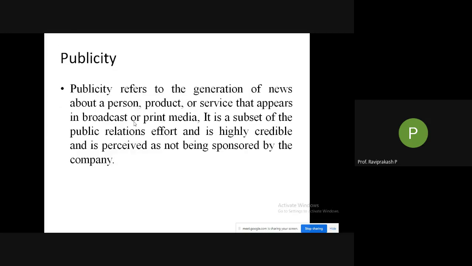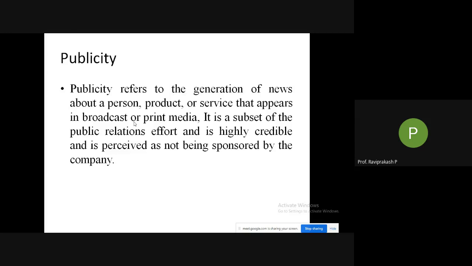Then comes publicity. What is publicity? Publicity refers to the generation of news about a person, product, or service that appears in broadcast or print media. It is a subset of public relations effort and is highly credible and is perceived as not sponsored by the company. Many a times you could see that many news come out about the company, it might be good or bad. Basically, publicity we take as good news only. But that's why there is also negative publicity, the opposite of publicity. We usually take publicity as positive, so there is negative publicity and positive publicity.